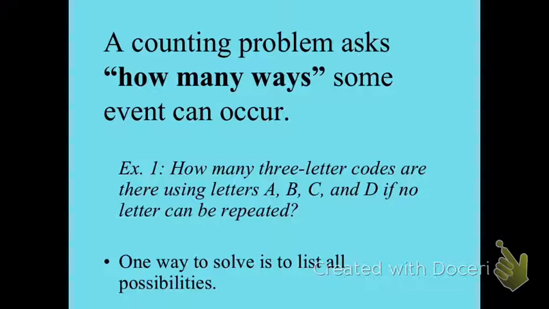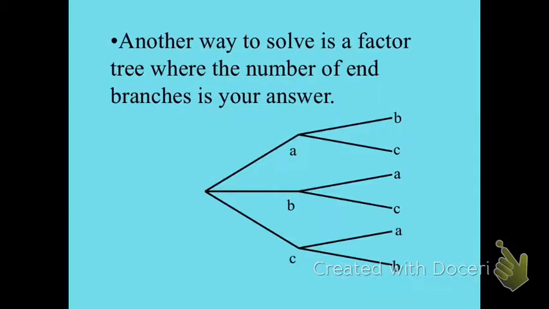One way is to actually list out all of the possibilities. You could make a tree diagram or something like that, but I'm going to show you how to do it in your calculator. Here's an example of a tree diagram for how many 2-letter codes you could make out of A, B, and C. So you could have A, B, A, C, B, A, B, C, C, A, C, B. And you're counting the last stem. So that's how many different ways you could have that.